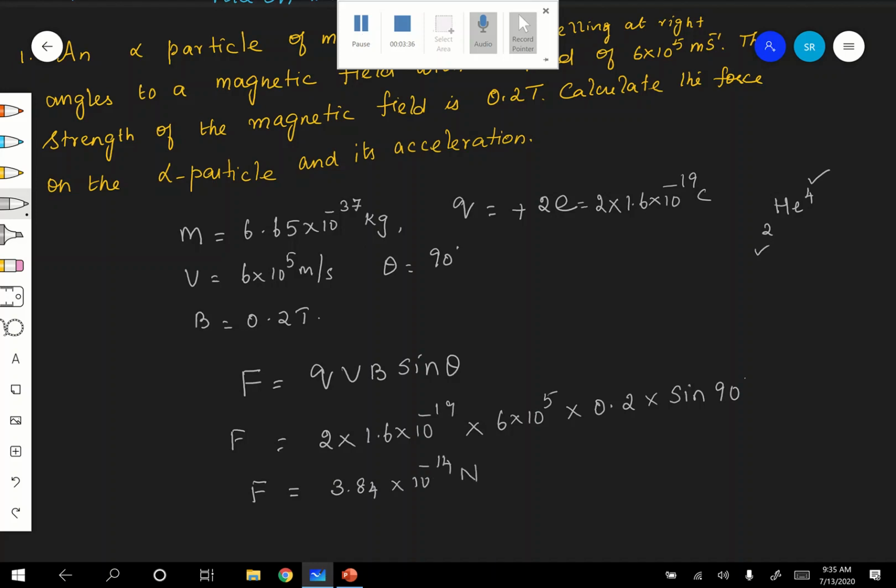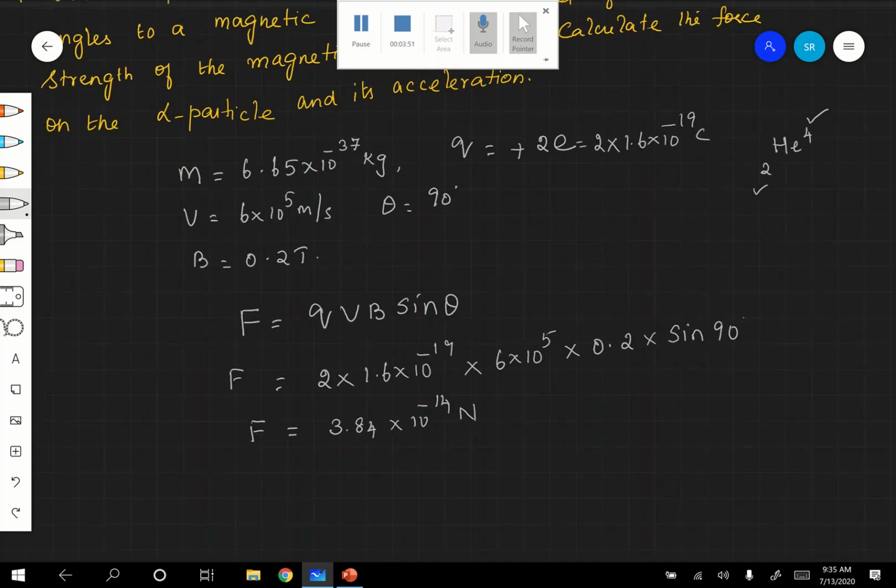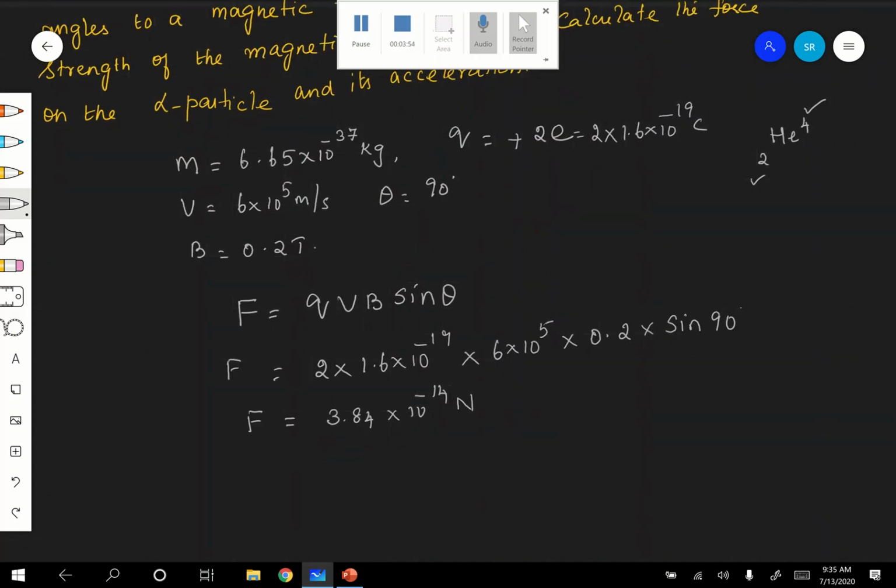If it is a regular class, I'll ask you to do these things, but it is not possible here, so you try. You have to calculate. You cannot just take the answer. My answer may be wrong, I don't know. Therefore, you just check. It is 3.84 × 10^-14 Newton. Okay, right. Then F is given.